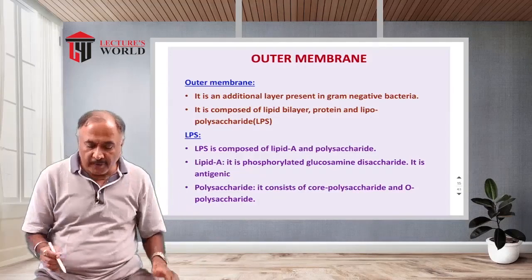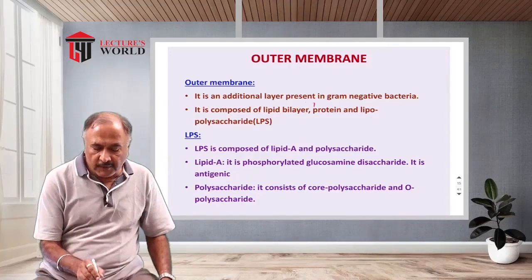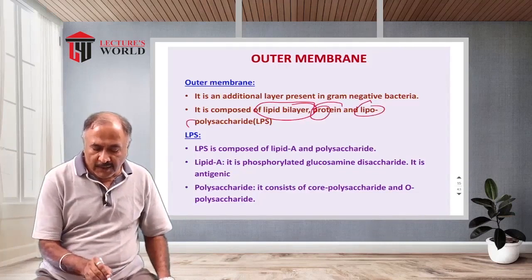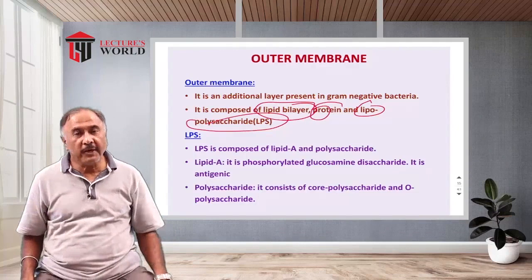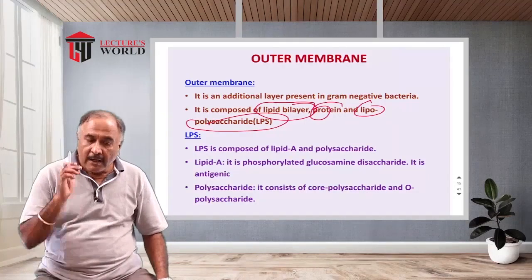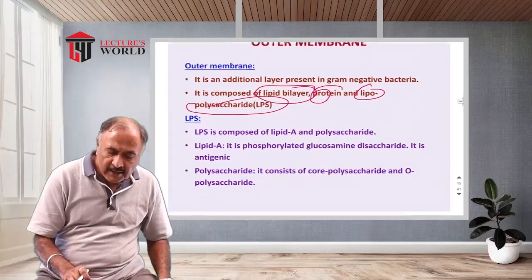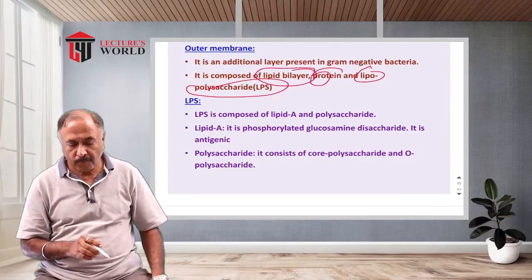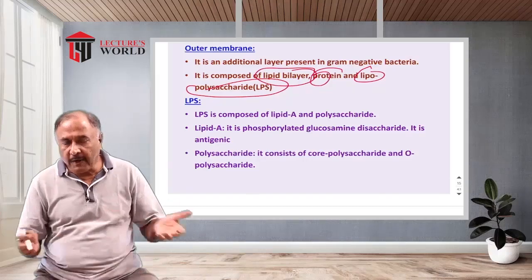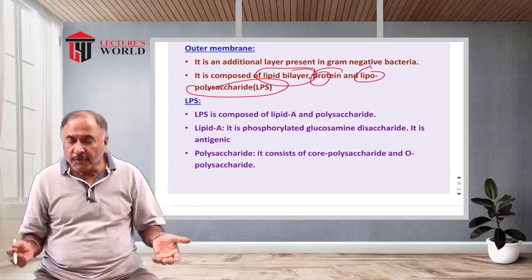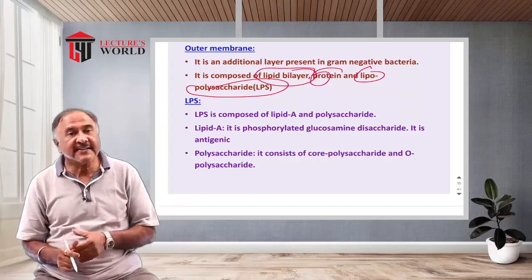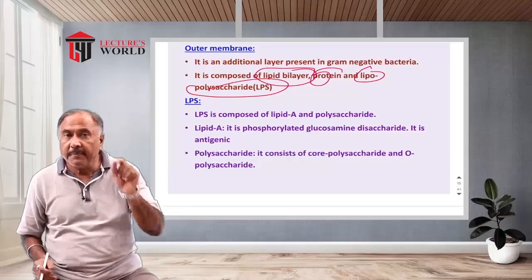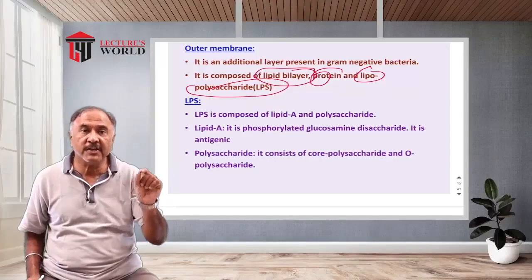So what is it made up of? It is made up of three things: lipid bilayer, protein and lipopolysaccharide. Lipopolysaccharide is made up of lipid A and a polysaccharide. And lipid A is a phosphorylated glucosamine disaccharide. Remember, it is strongly antigenic in nature.